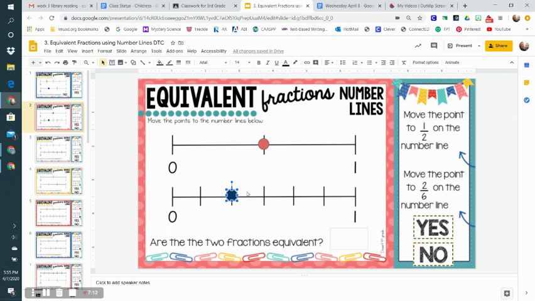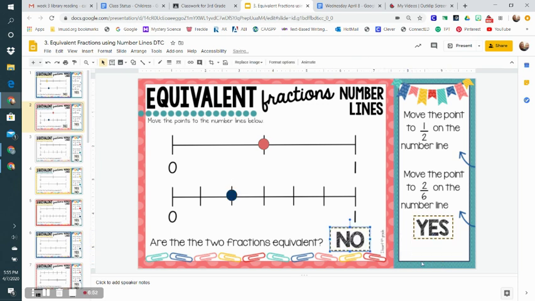Are the two fractions equivalent? Now remember, if they're equivalent, they are going to line up. You can compare them. They are going to line up exactly. But I can see right now that 1/2 is bigger than 2/6. It's larger, it's more. So are these two fractions equivalent? No, they are not. They are not equivalent.